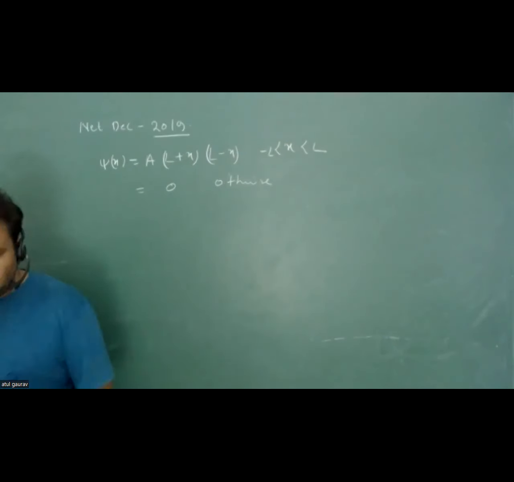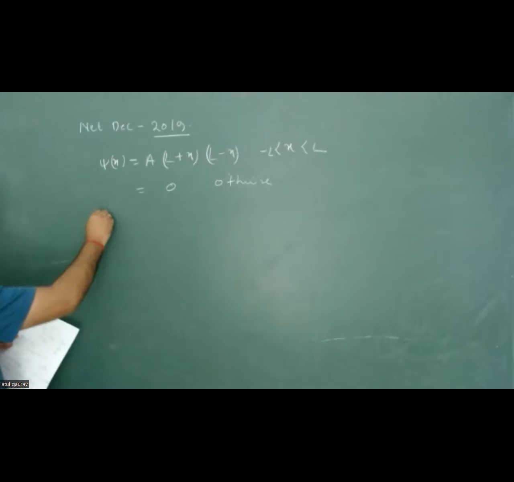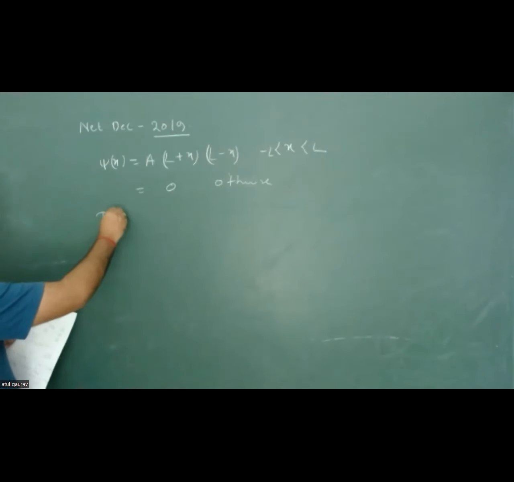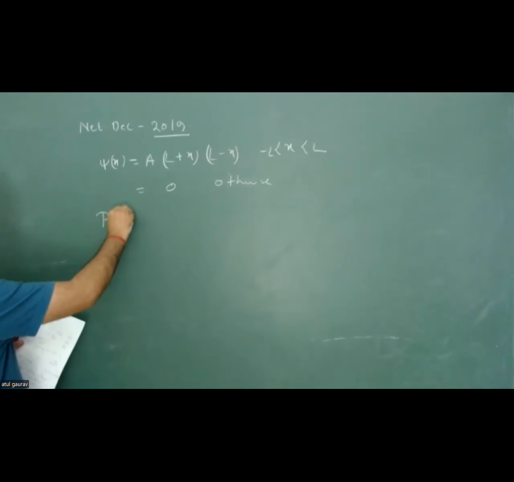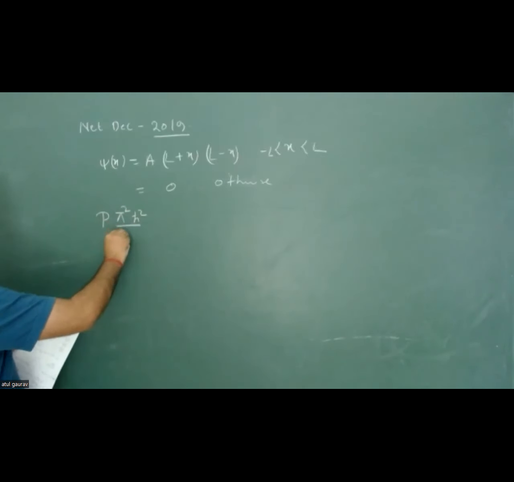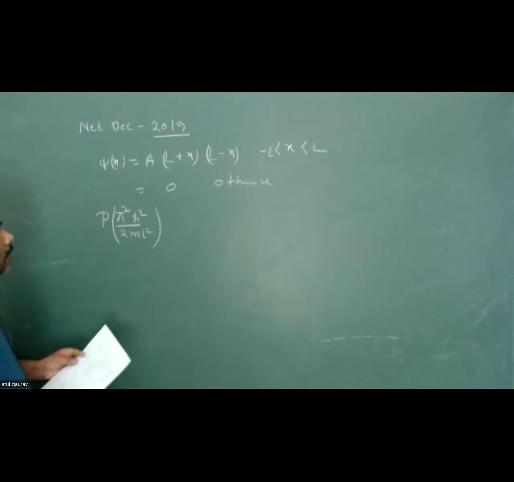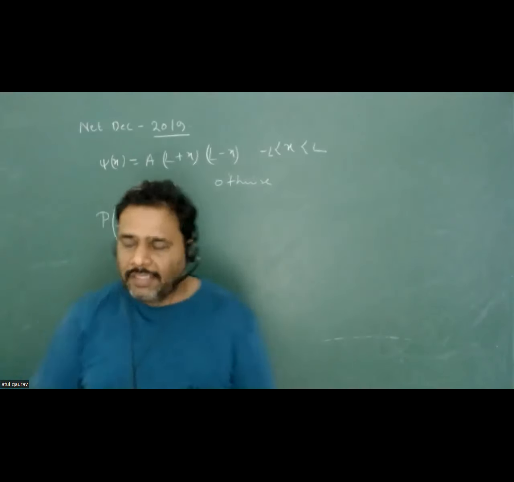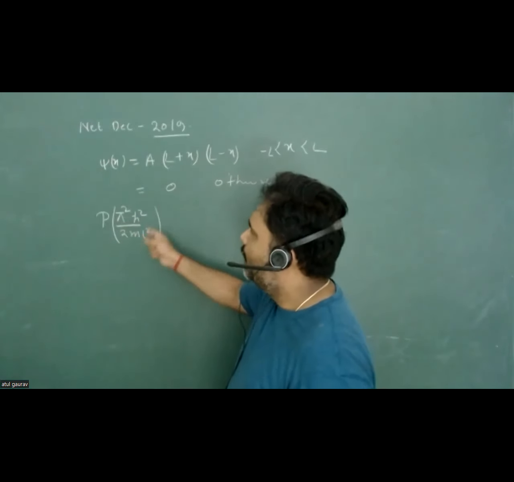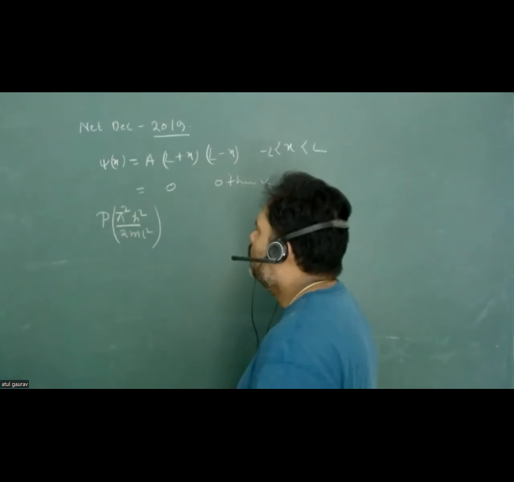And what they ask is: what will be the probability that your particle will be in the state with energy pi square h cut square upon 2m L square? So this was the question. They have asked what will be the probability that the particle will be in this particular state.